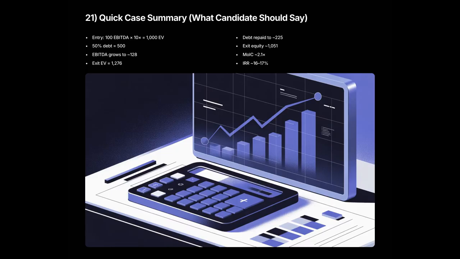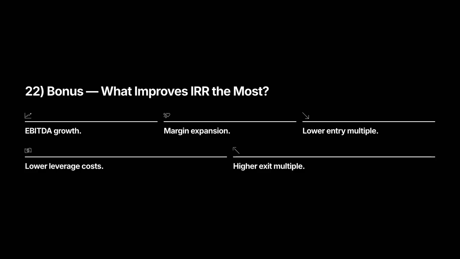Exit equity becomes roughly 1,051. MOIC around 2.1. IRR around 16 to 17%. End. Bonus. What improves IRR the most? Higher EBITDA growth, margin expansion, lower entry price, lower borrowing cost, higher exit multiple. Be ready to defend each lever in an interview.